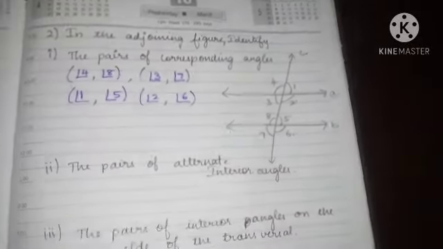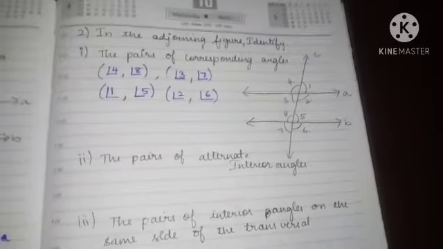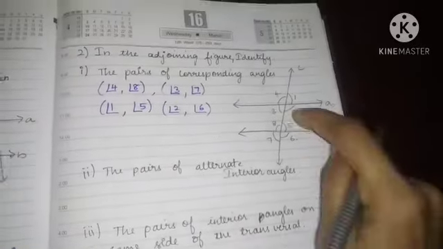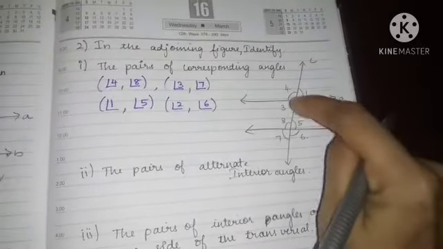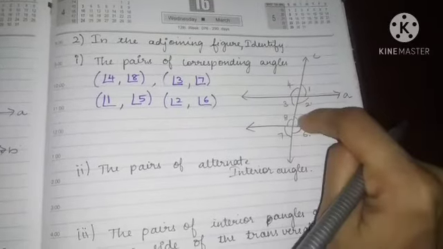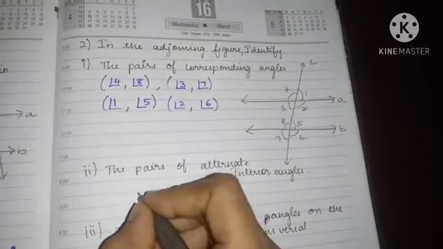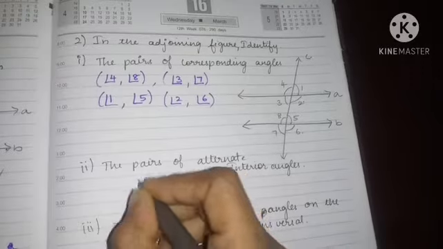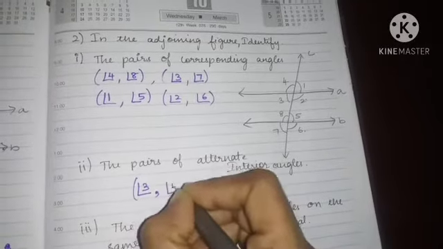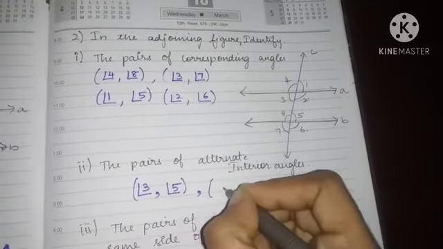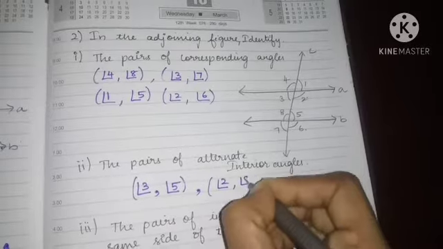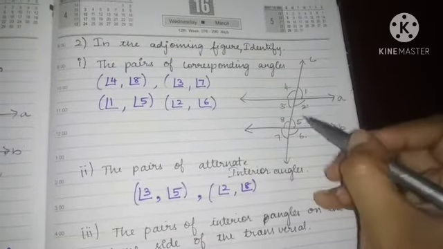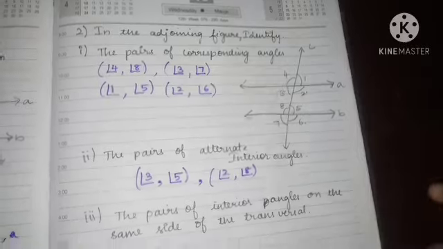Okay, next, pairs of alternate interior angles. Alternate interior angles means what? These 4 are interior angles. In that, 3 and 5 are alternate interior angles. 2 and 8 are alternate interior angles. So angle 3, angle 5 is one pair. Next, angle 2, angle 8 is another pair. 3 and 5 is one pair. 2 and 8 is one pair.